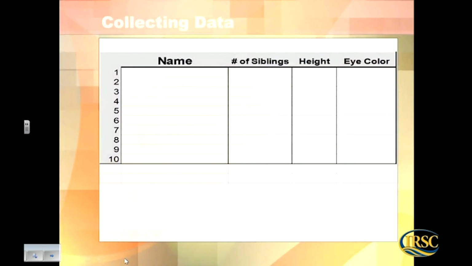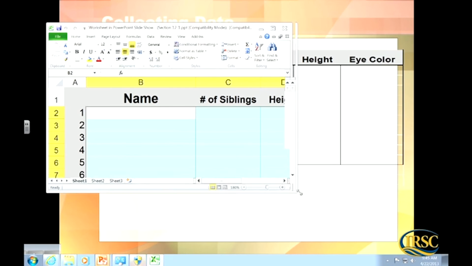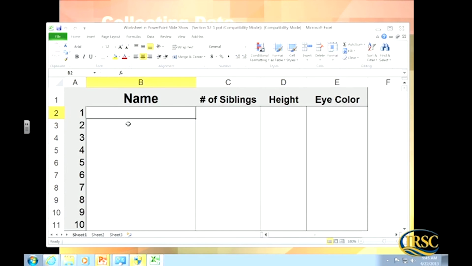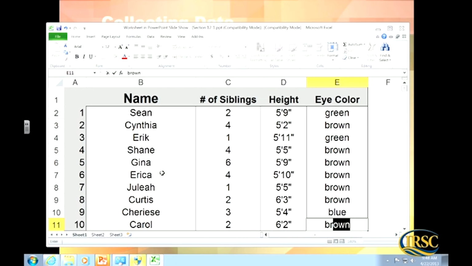Okay, let's do a little bit of an exercise here of collecting data. I would like 10 volunteers to just tell me name, number of siblings, height, and eye color. So Sean, are you volunteering? Yes. Okay, go ahead and shout out the answers. 2 siblings, 5'9". Green.